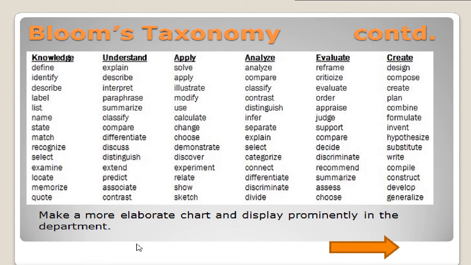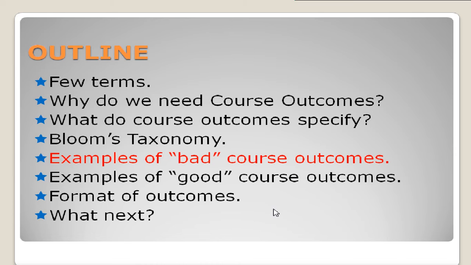It will be a good idea if you make an elaborate chart, okay, for each area of learning domain: knowledge, understand, apply, analyze, evaluate, and create. If you display it prominently in the department, it will be very useful. Okay, we can ask ourselves at what level the students are learning, and obviously at what level we are learning. Okay, and then we'll see a few examples of bad course outcomes. Okay, we should not do such things.